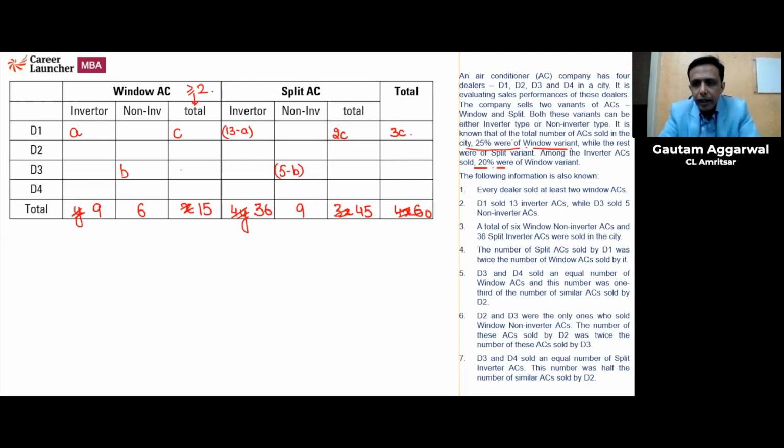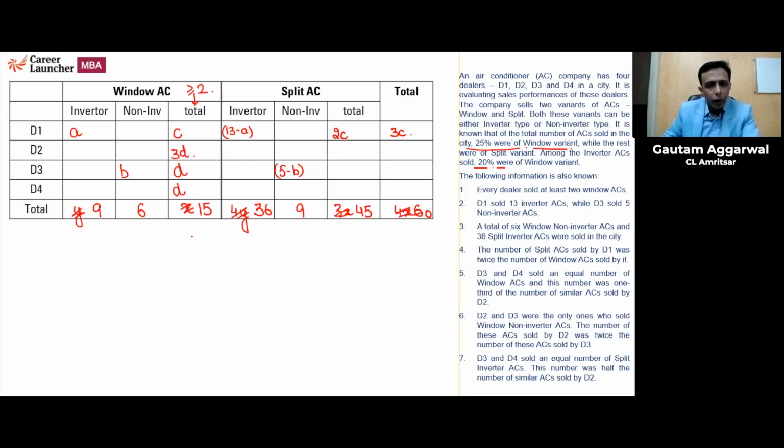Then this is D3 and D4 sold an equal number of window ACs. And this number was 1/3 of the number of ACs sold by D2. So D3 and D4 sold equal number of ACs. So if this is D, this is also D in terms of window ACs. And this was 1/3 of the similar type of ACs sold by D2. So this has to be 3D.